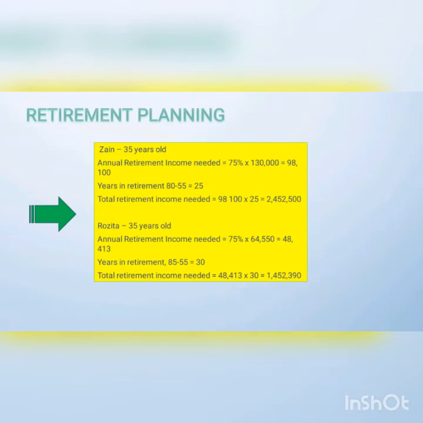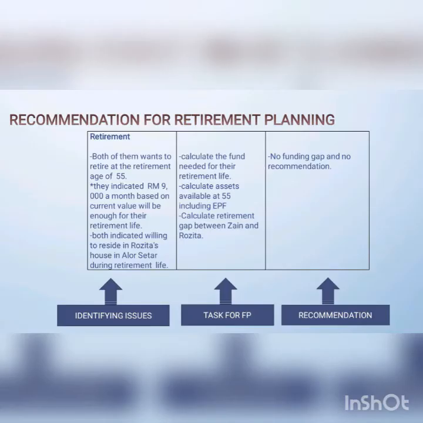Next is retirement planning. Annual retirement income needed for Zain is 98,100. Total retirement income needed for Zain is Rm 2,452,500. Annual retirement income needed for Rozita is 48,413. Total retirement income needed for Rozita is 1,452,390. Of course, retirement planning needs proper recommendations.